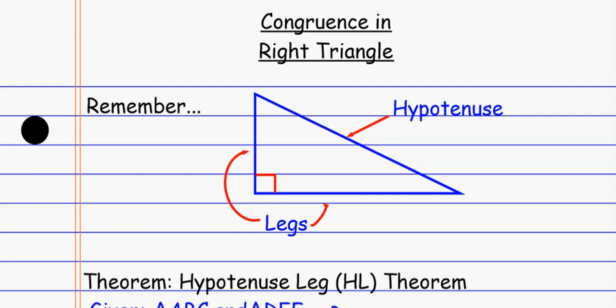So as we're looking at a right triangle, remember, we've got the right angle. The two sides that create the right angle are called the legs, and the side opposite the right angle is called the hypotenuse. The hypotenuse is always across from the right angle. It's always the longest side of the triangle. Those are the things that we're familiar with when we talk about our Pythagorean theorem.